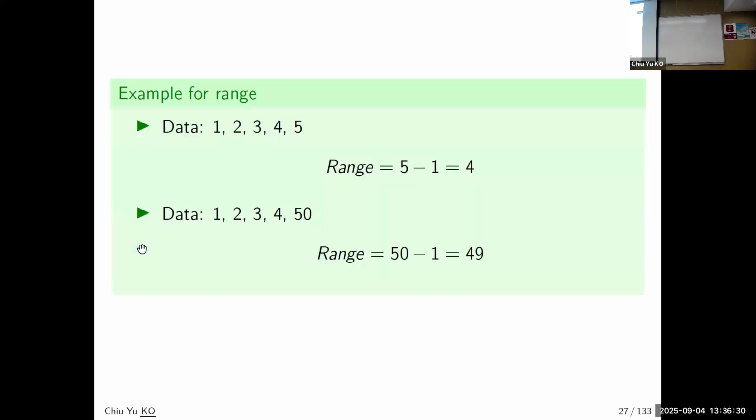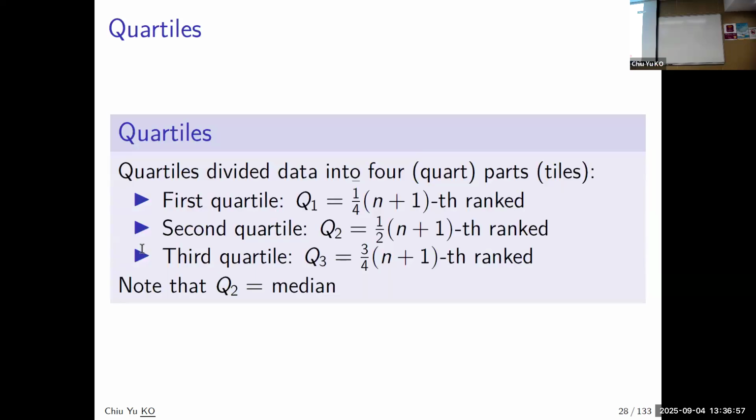And the example is 5 numbers, 1 up to 5, and then the range is 4. But when you have 1, 2, 3, 4, 50, the range is 49 because it's the biggest minus the smallest. And if you have 500, then it will be 499. So it's very sensitive to what we have, even though nothing changes except the largest number. Of course, this introduces another more robust measure we call the interquartile range.